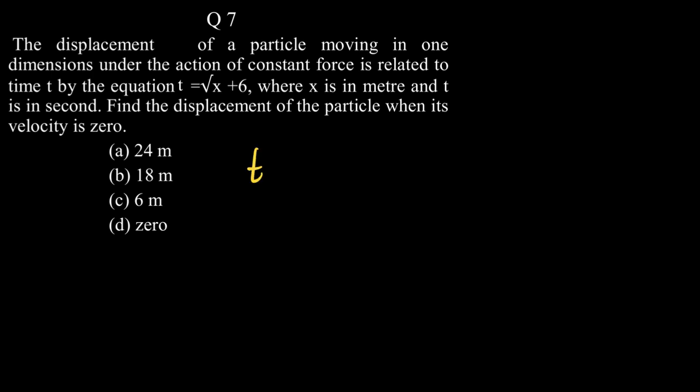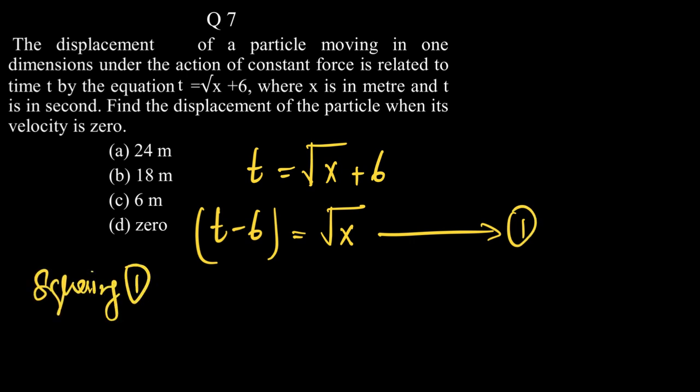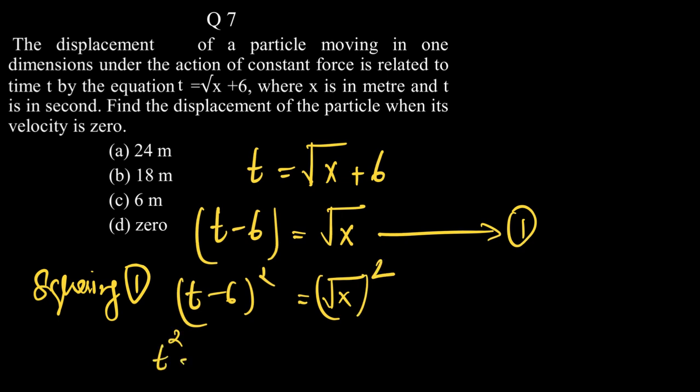So we've been given that time is equal to root x plus 6, right? Which implies that t minus 6 is equal to root x. Now, let me mark this as equation number 1. Squaring equation 1 on both sides, what do we get? (t minus 6) the whole square is equal to (root x) the whole square. (t minus 6) the whole square is t square plus 36 minus 12t, which is equal to x, right?